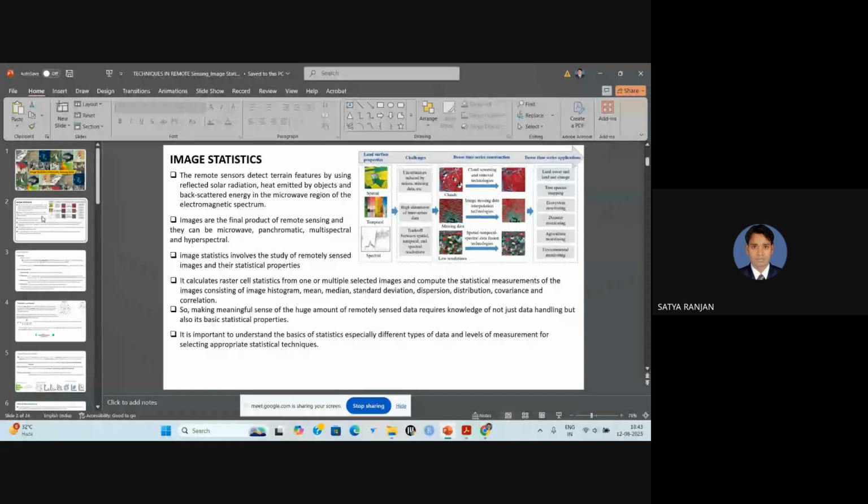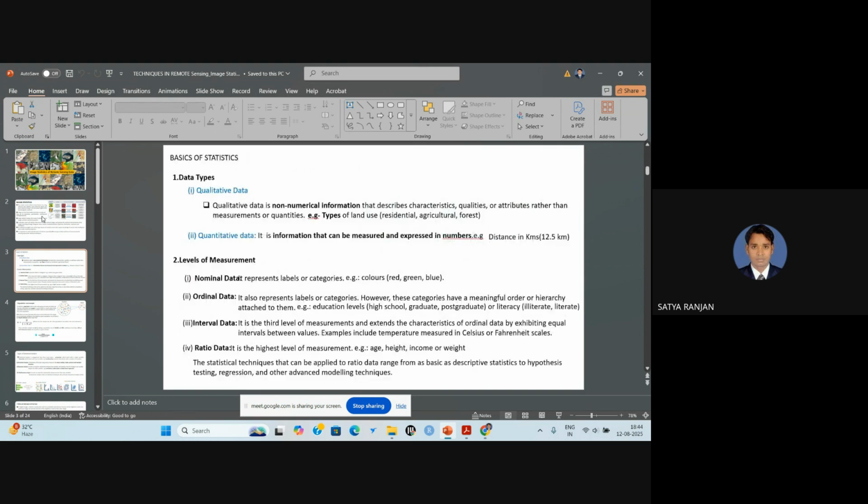Making meaningful sense of the huge amount of remote sensing data requires knowledge not just about handling it but also its basic statistical properties. So we have to know some basic statistics related to remote sensing. Then we will calculate the different indexes and other results of this remote sensing technology. Some of the basic statistics are discussed now.